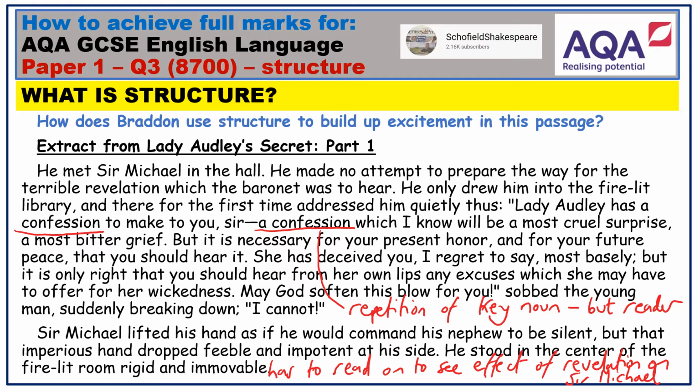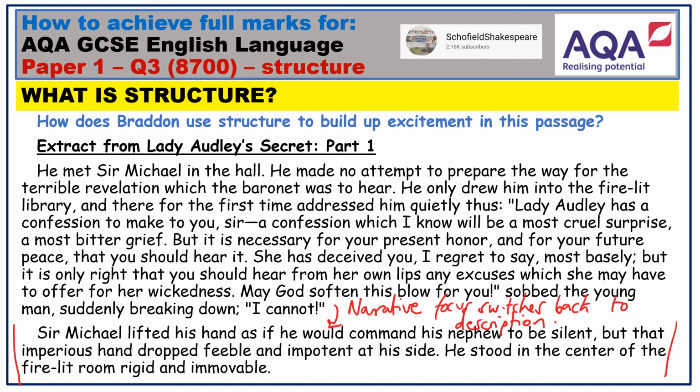Also notice how Robert Audley within his speech just says that Lady Audley has a confession to make. He doesn't say what that confession is about, but he does allude to the devastating effect it is going to have on his uncle. So this speech is structured to delay a crucial piece of information, something which further builds up tension and excitement.